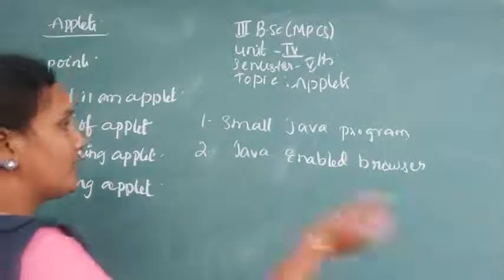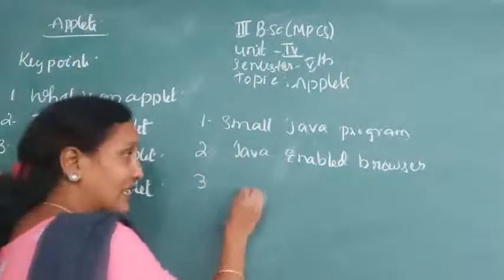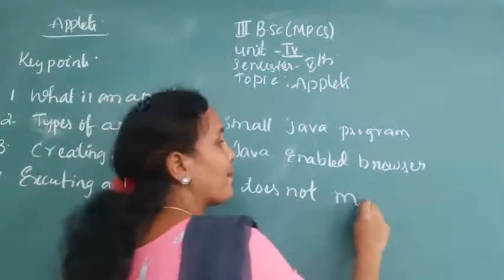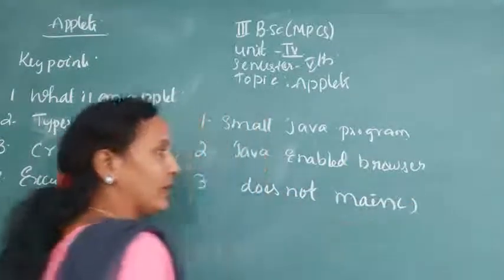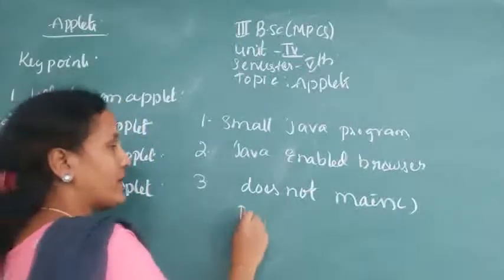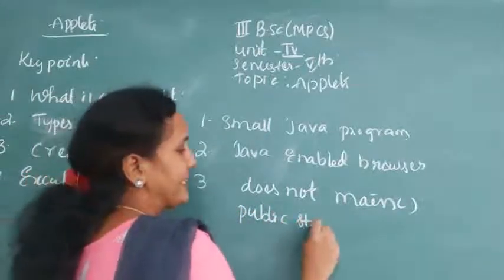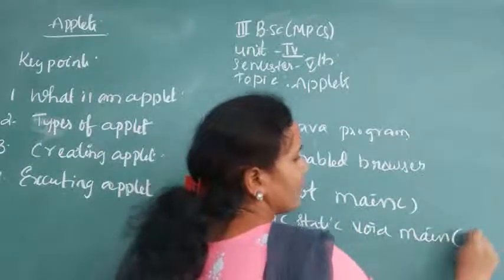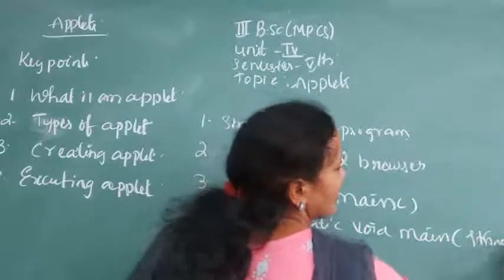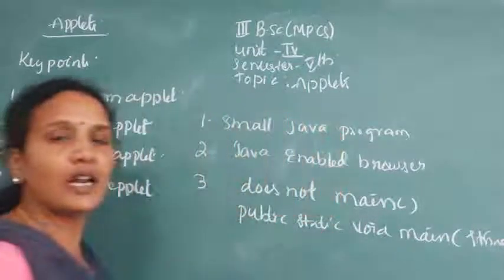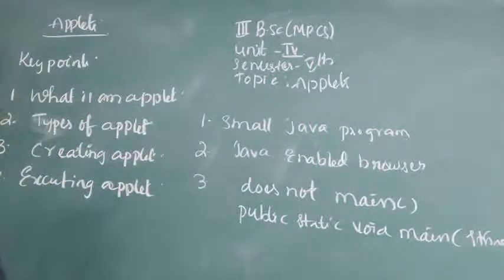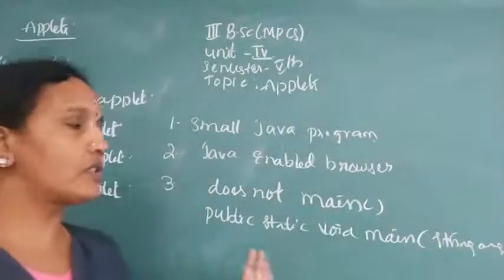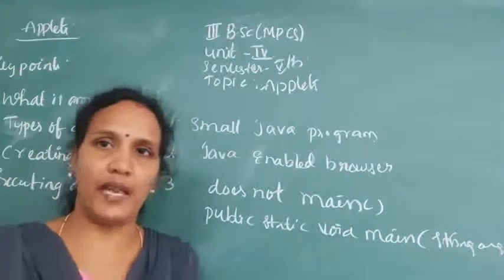One more important point is that applets do not have a main method. Like public static void main(String args[]) is there, no? This is a main method. Program execution starts from the main method. But here applets do not support the main method. Instead of the main method, we have a paint method in the applet.